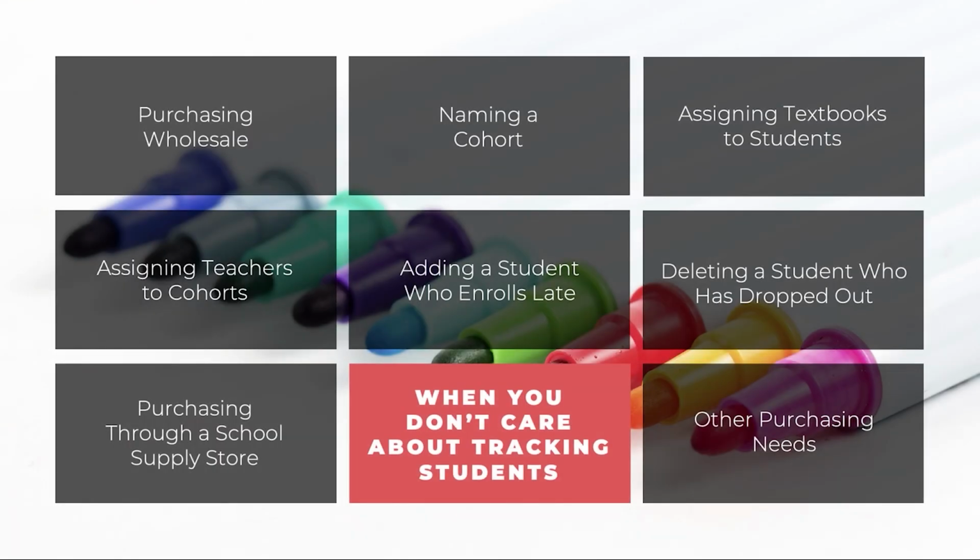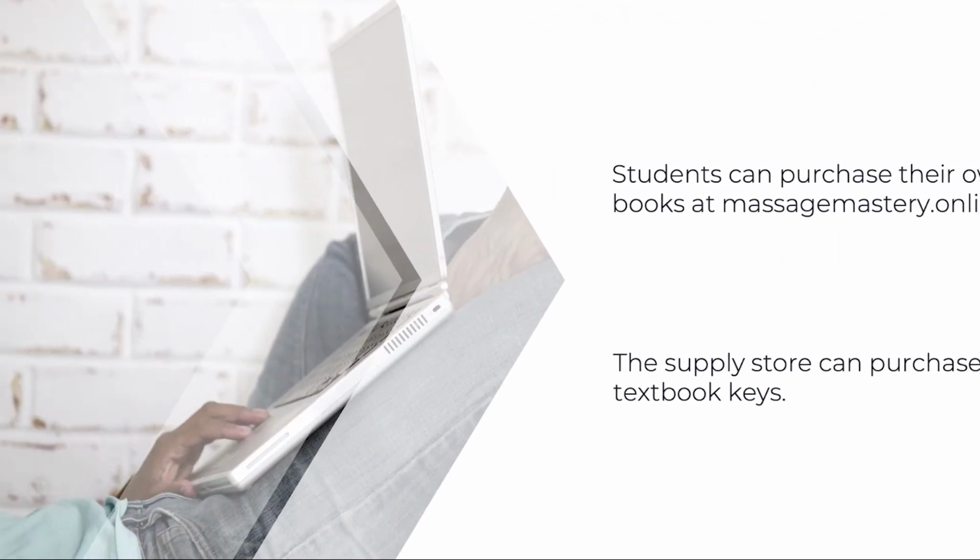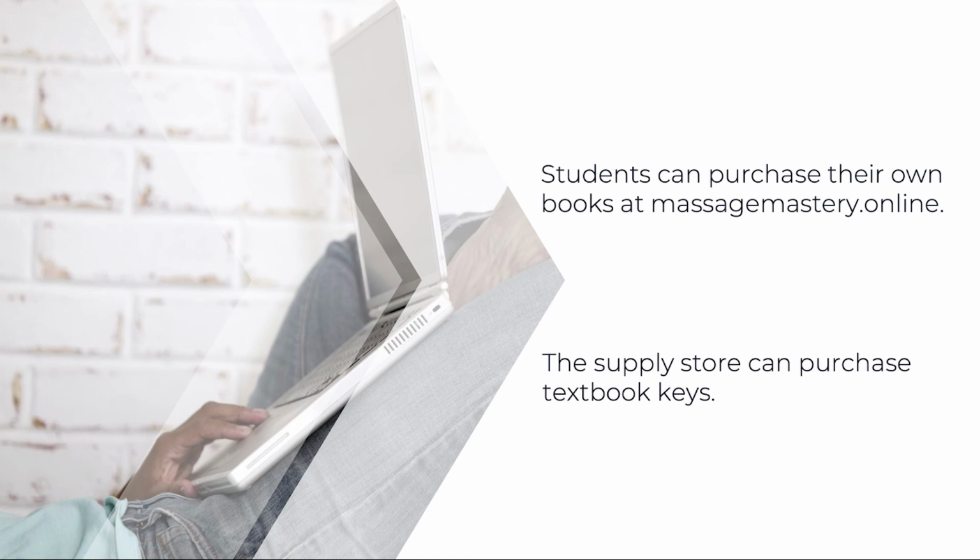Some schools don't care about tracking student progress through textbooks. They treat the textbook as just a textbook. If this is your school, then purchasing books is simplified because you don't need to organize students into cohorts and assign additional group leaders. You can send students to the Massage Mastery online website and have them purchase their own textbooks, or you can have the supply store purchase textbook keys.